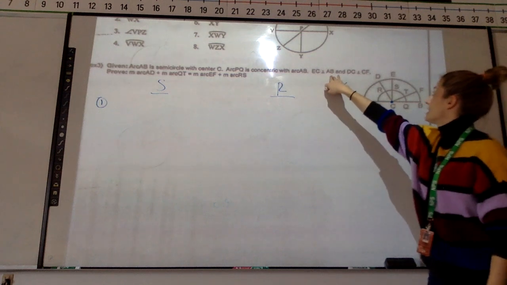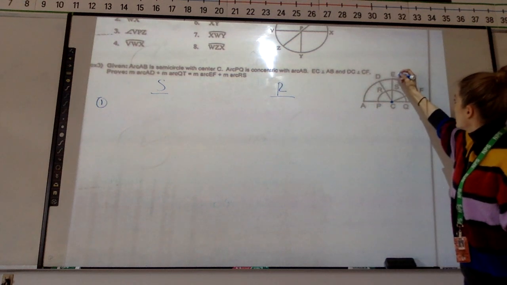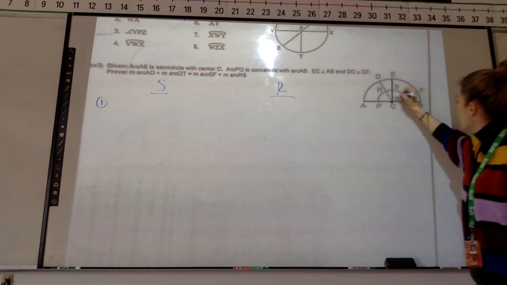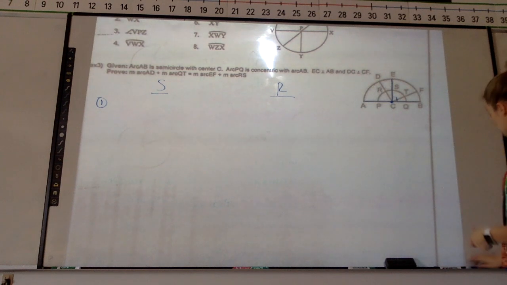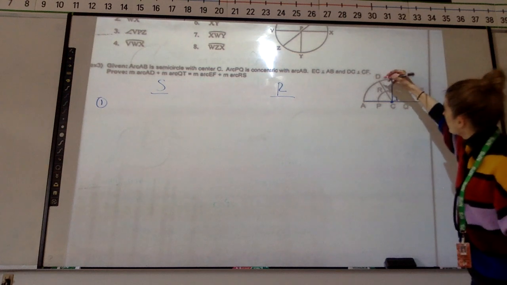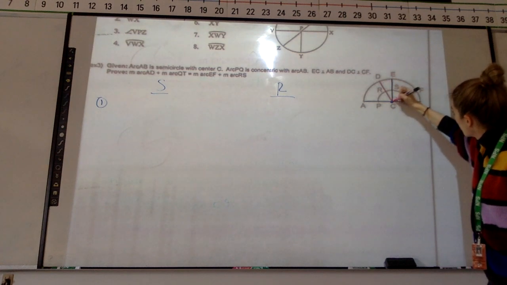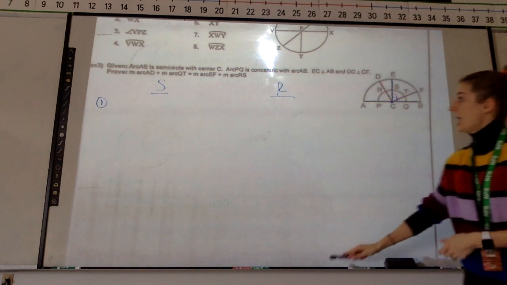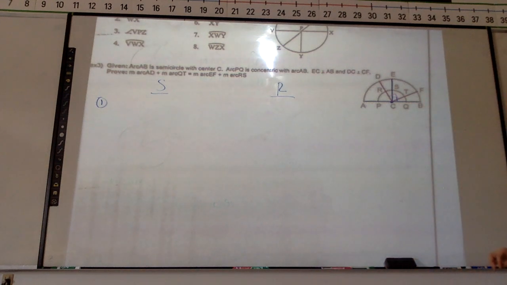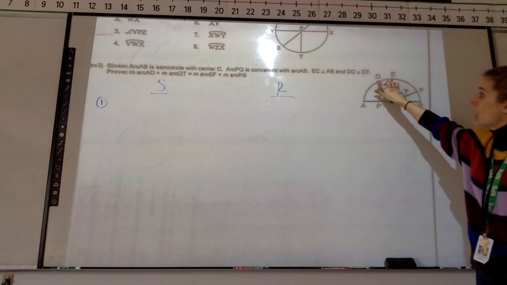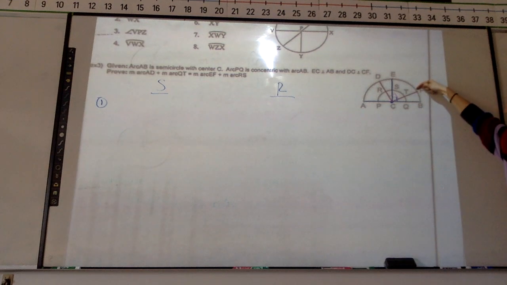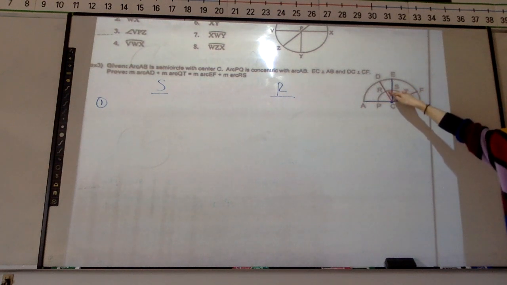We know that EC is perpendicular to AB. So EC perpendicular to AB, 90-degree angle. We also know that DC is perpendicular to CF. DC perpendicular to CF. So another 90-degree angle there. And you're asked to prove the measure of arc AD, this, plus the measure of arc QT, down here, is equal to the measure of arc EF, here, plus the measure of arc RS, in there.